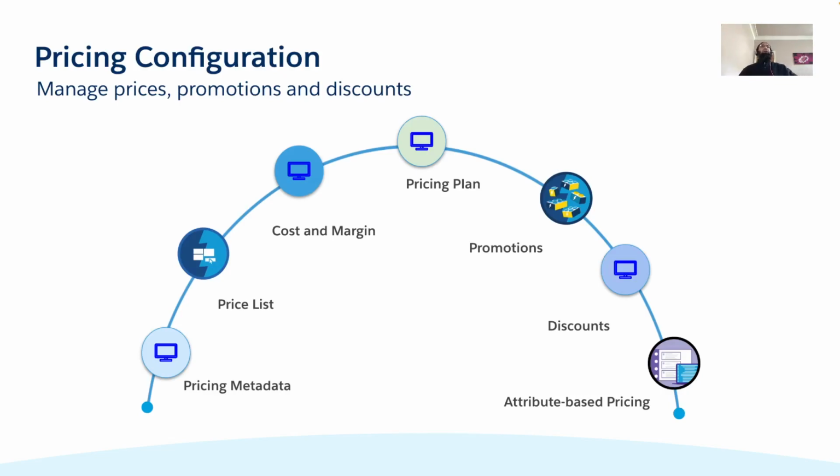Okay, let's start now on the next section, pricing configuration. These are the pricing components required to associate prices to a product. We've got the pricing metadata, we have price lists, and you can associate cost and margin to your products. We have pricing plans where you can run a series of steps to calculate the price. We can have promotions and discounts, and also various pricing options like attribute-based pricing.